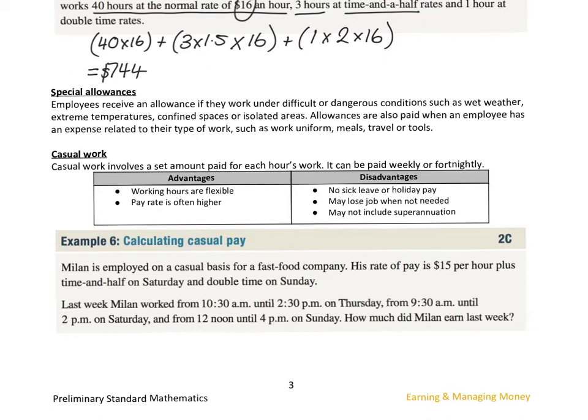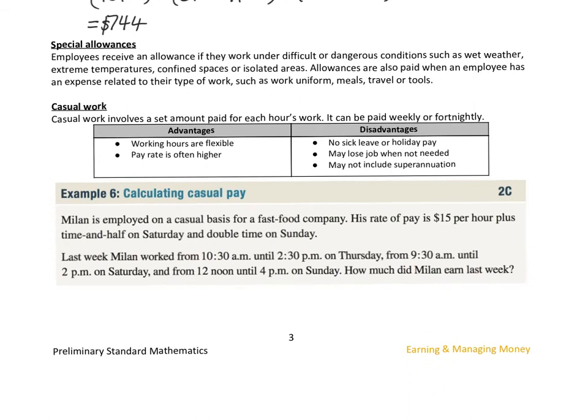So it says Milan is employed on a casual basis for a fast food company whose rate of pay is $15 per hour plus time and a half on a Saturday and double time on a Sunday. Last week, Milan worked from 10:30 till 2:30 on Thursday, from 9:30 until 2 on Saturday, and 12 till 4 on Sunday. How much did he earn? Okay, so he hasn't got any special allowances, but he does have some overtime. So first thing we need to do is work out how many hours he's worked for each.